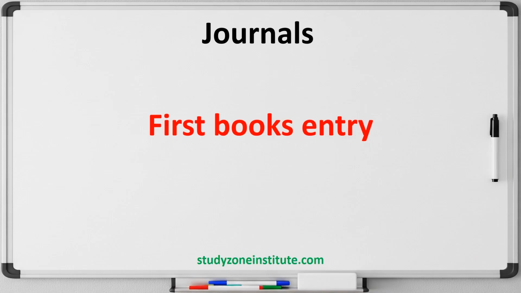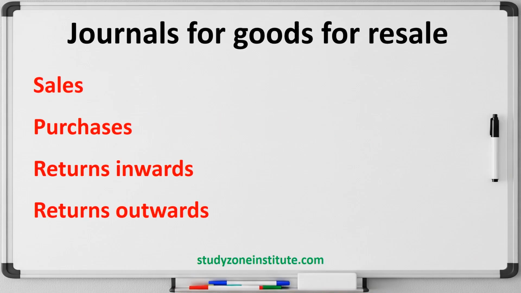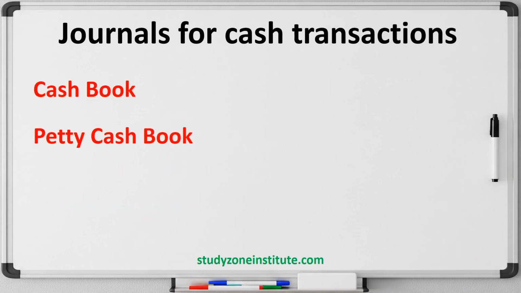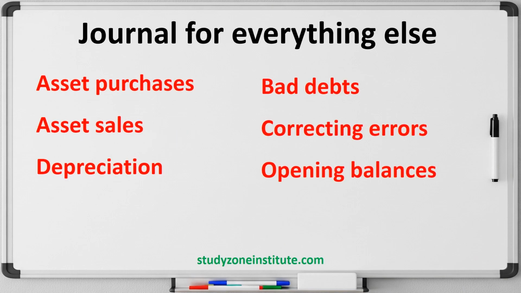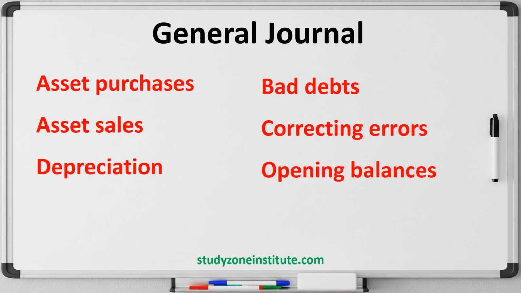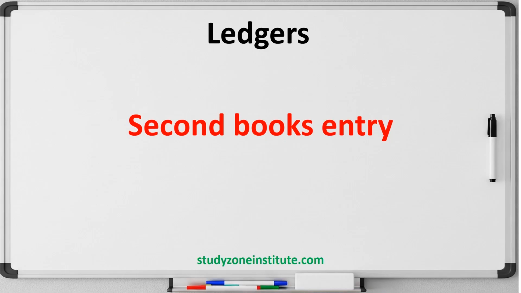Journals. First books of entry. Journals for goods for resale. Sales. Purchases. Returns inwards. Returns outwards. Journals for cash transactions. Cash book. Petty cash book. Journal for everything else. General journal. Asset purchases and sales. Depreciation. Bad debts. Correcting errors. Opening balances. Ledgers. Second books of entry.